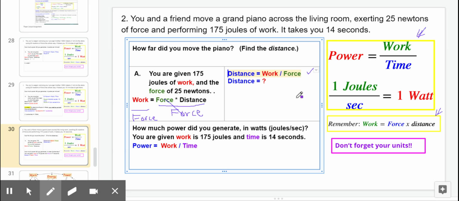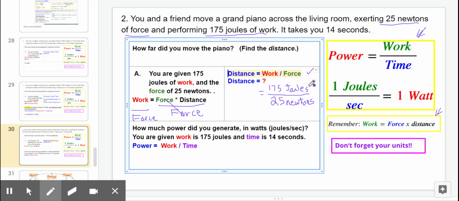Now I can plug in the information I know and solve for distance. It said I did 175 joules of work. It takes energy to do work. Joules is a unit of energy. And it says I exerted 25 newtons of force. Newtons of force. So what is my distance?